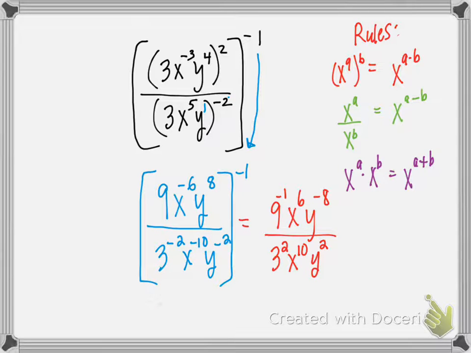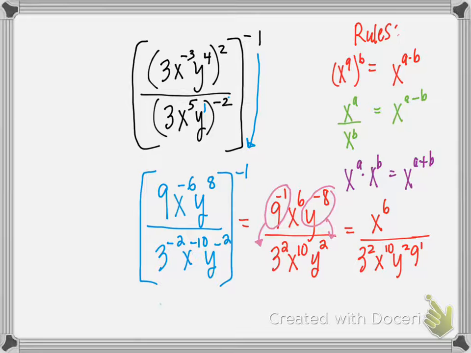So from here, I'm going to look for any negative exponents. Whenever I find a negative exponent, I know that if it's in the numerator, it's going to move to the denominator. So these 2 terms will move to the denominator, and that's all of my negative exponents. So let's rewrite what I have left up top. I have x to the 6th. In my denominator, I have 3 squared, x to the 10th, y squared. And now I'm going to bring down 9 to the negative first, which becomes 9 to the first power. And I'm bringing down y to the negative 8th, which becomes y to the 8th power.